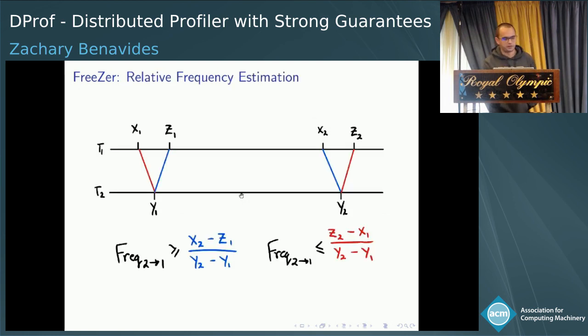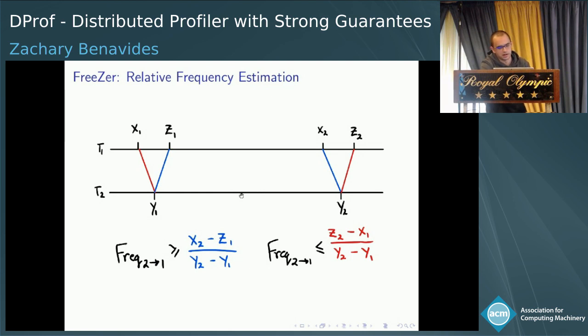Okay, so the relative frequency estimation basically does something very similar to the zero estimation. It basically performs zero estimation twice, separated by some amount of real time in between the taking of the zeros. So if you look at the timestamps which are connected via blue lines, and you look at the ratio x2 minus x1 over y2 minus y1, you can think of that ratio as an estimate for the relative frequency of these clocks, because each of the clocks is measuring the same interval of real time.